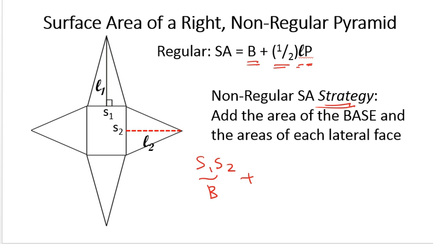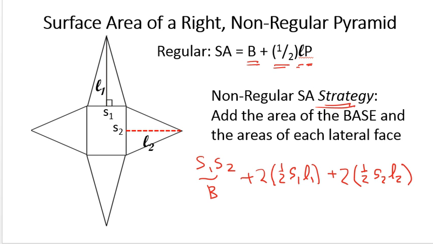In this case, I have the area of the 2 skinny triangles. There's 2 of them. Each triangle has an area of 1/2, the base is S1, and the slant height, or the altitude of the triangle, is L1. Plus the area of the 2 wider faces. There's 2 of them, and each is a triangle, so it has area 1/2, the base S2, times L2.